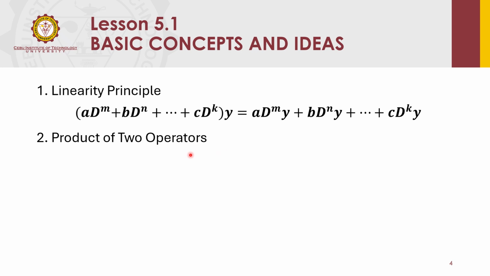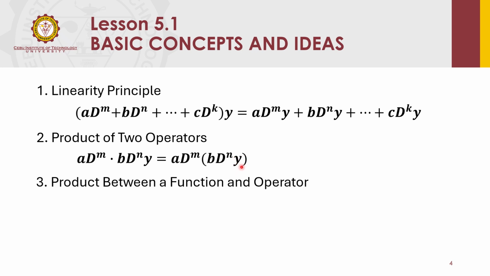The second one is the product of two operators. If we are multiplying D to the power of m and D to the power of n with these coefficients a and b, we simply multiply the derivatives of the given function whose dependent variable is y. And then the product between a function and an operator: the function f of x is just multiplied to the derivative of a function labeled as y.